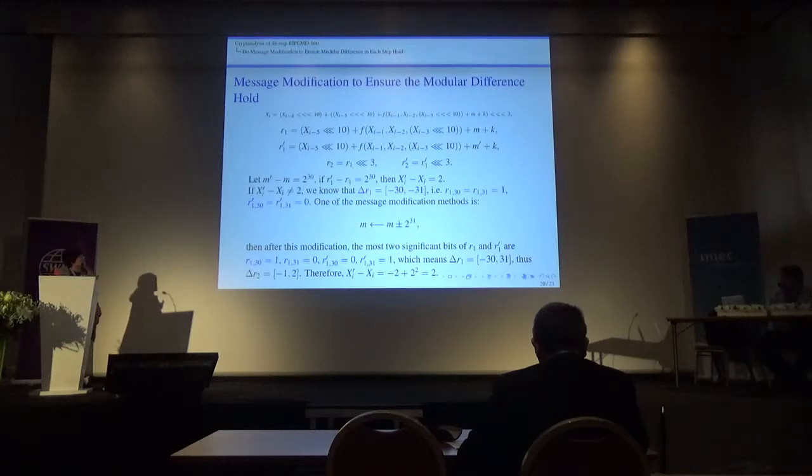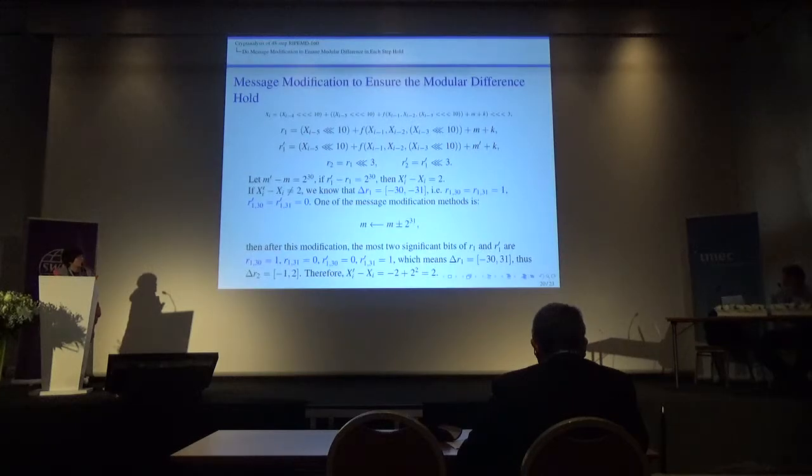Here is the step function of x_i. We denote R1 and R1 prime. Here, R1 is this expression. Let m prime minus m equals 2^30. If R1 prime minus R1 equals 2^30, then x_i prime minus x_i equals 2^31. We want to get x_i prime minus x_i equals 2^31.